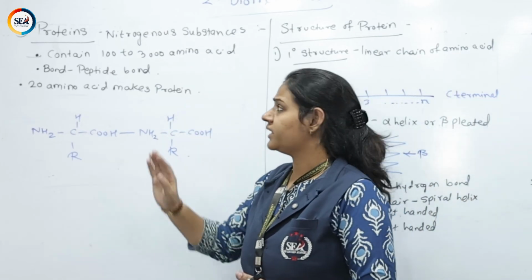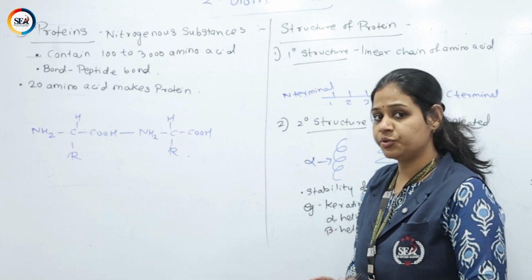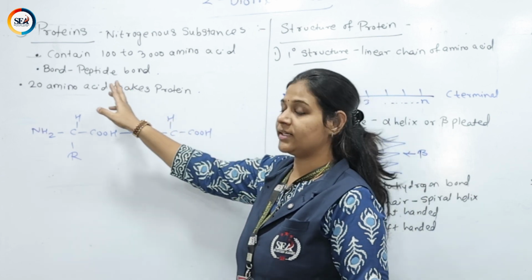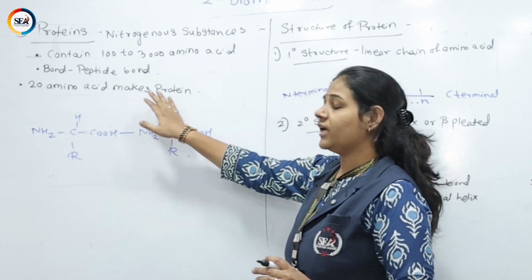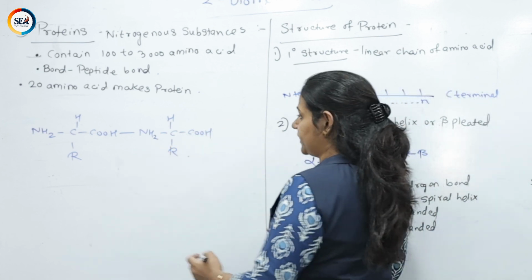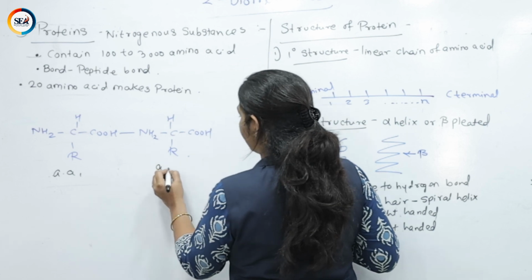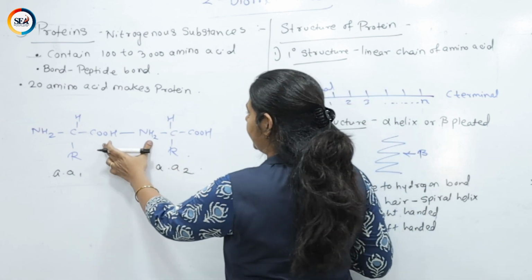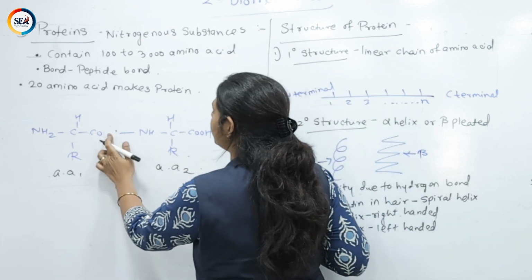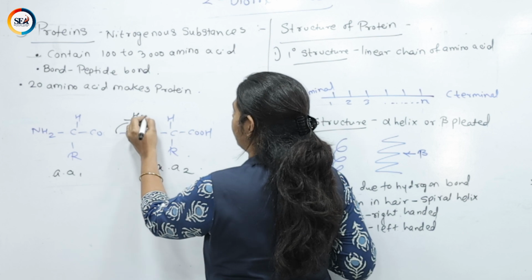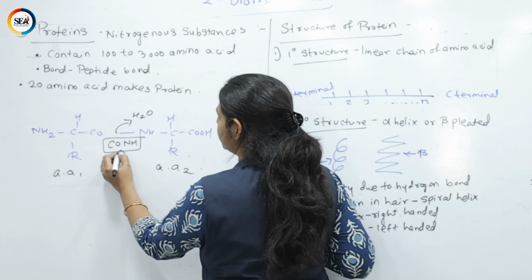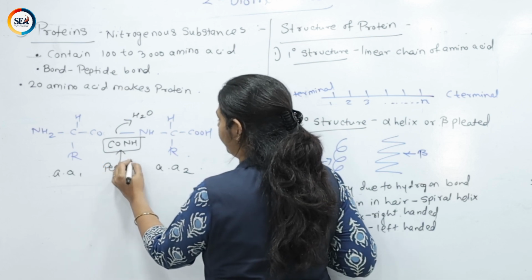Now, molecules of proteins. These are nitrogenous substances. Usually, proteins contain 100 to 3000 amino acids. The bond between two amino acids is called the peptide bond. 20 amino acids are found in proteins. These are two amino acids, first amino acid and second amino acid. The bond between these two is formed by elimination of a water molecule. That is, the CONH bond which is formed here is called the peptide bond.